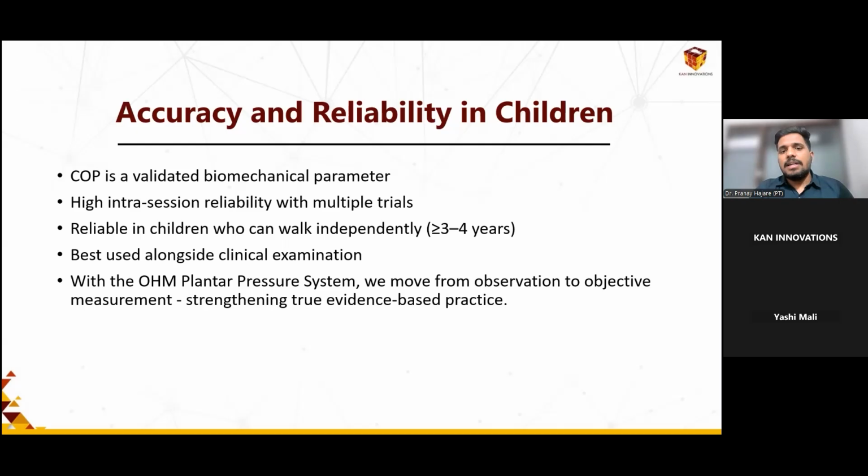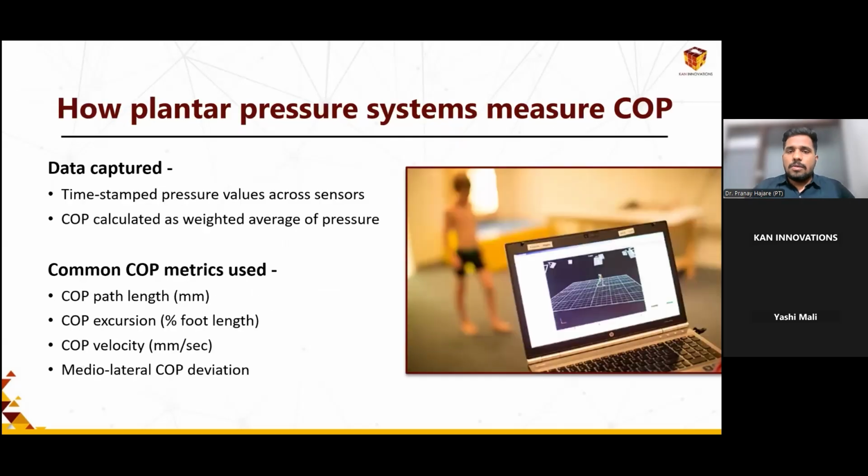We combine the clinical reasoning, the muscle assessment and the functional analysis with the center of pressure to strengthen our diagnostic accuracy. So with the help of the plantar pressure system, we move beyond subjective observation. We shift towards objective measurement and reinforce true evidence-based pediatric rehabilitation. So before going into that, we need to understand the plantar pressure system.